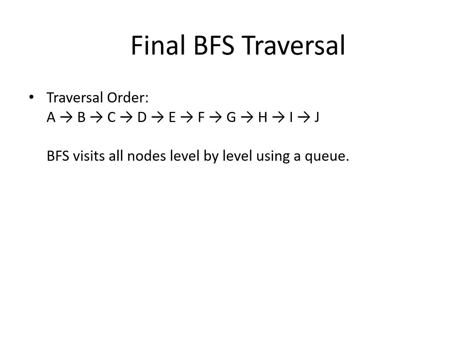So what is the traversal order in this position? First A should be connected to B, and then B should be connected to C, which should be connected to D, and then D should be connected to E, which should be connected to F, and then F should be connected to G, and then G should be connected to H, and then H should be connected to I, which should be connected to J.